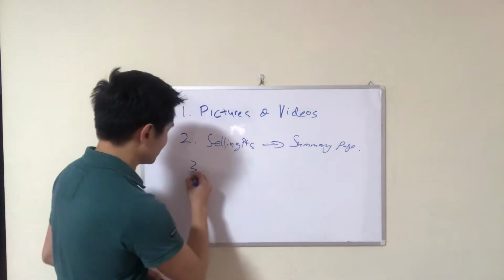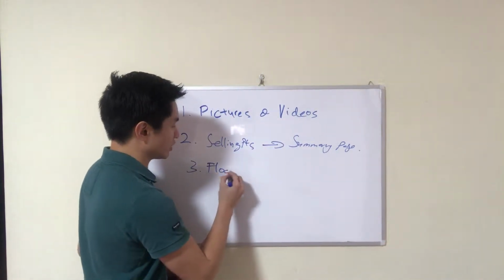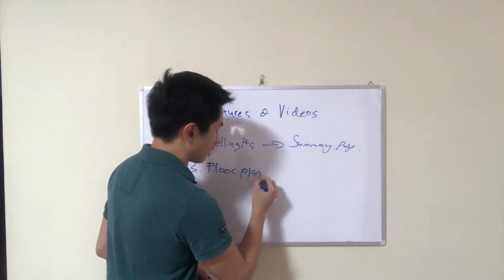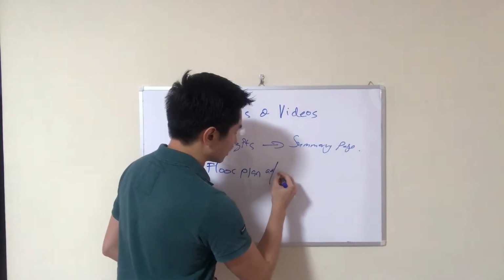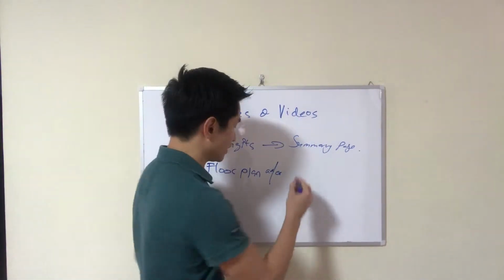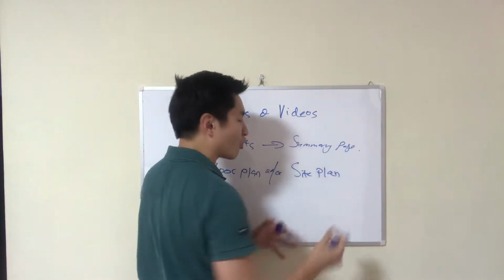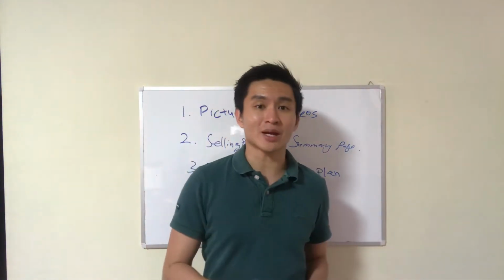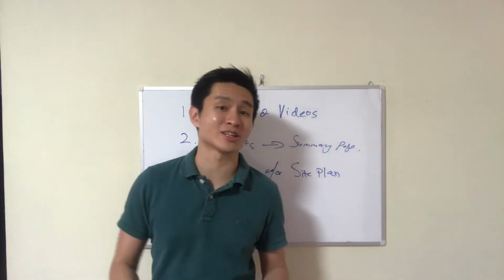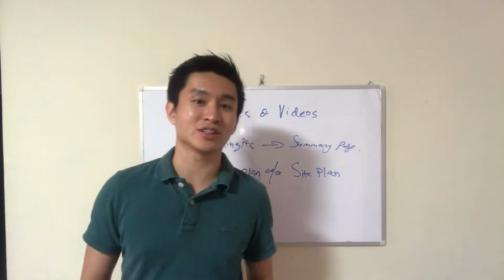Third thing is a floor plan of the unit, and/or if it's a private development, you need a site plan as well. It helps the buyers orientate around the house, and also a site plan is useful when they want to walk around the site to take a look at its facilities after they've done viewing your house.